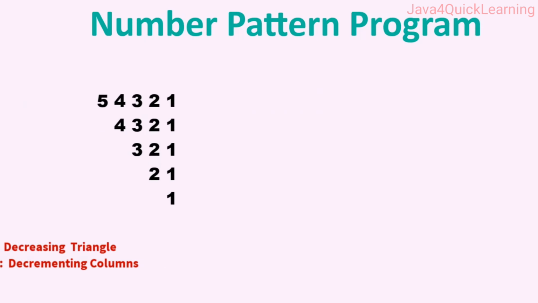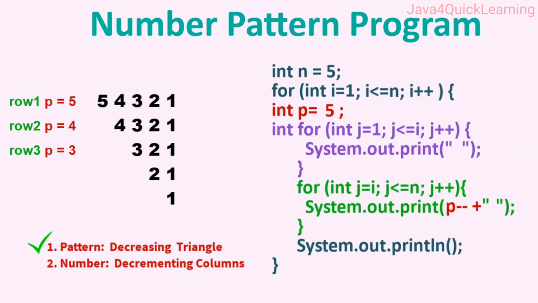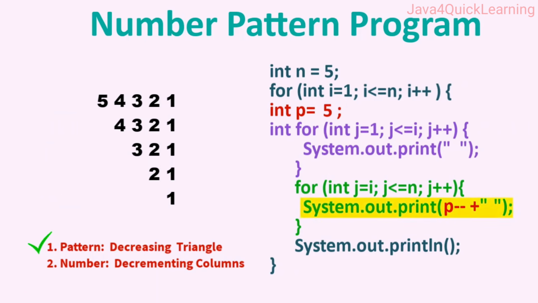But how to handle when the start value is different? Means every time you need to initialize p with a different value. It should be 5 in the first row, 4 in the second row, then 3, then 2, and then 1. The print statement will still remain the same, p minus minus. How do I give it varying values? If you look closely, the value is n first, then n minus 1, then n minus 2, and then n minus 3, and so on.